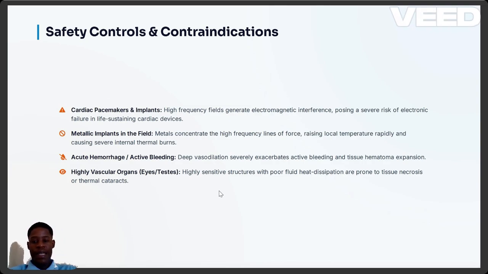This is because heat widens the blood vessels and speeds up blood flow. So if this happens, it can cause severe bleeding or bruising. Then obviously sensitive organs like the eyes and the testes, because of their high sensitivity, do not offer these machines close to those areas. So this is all for our high frequency currents.